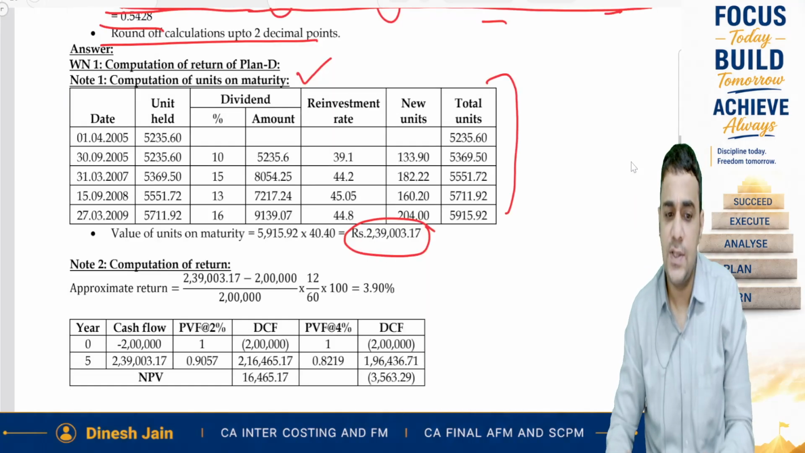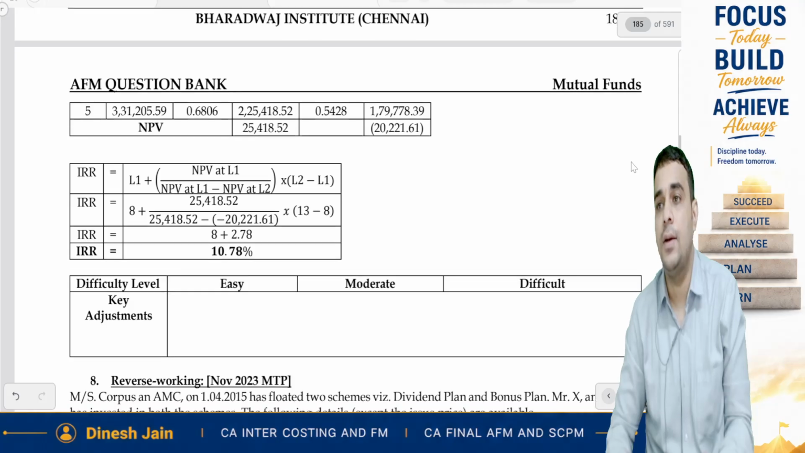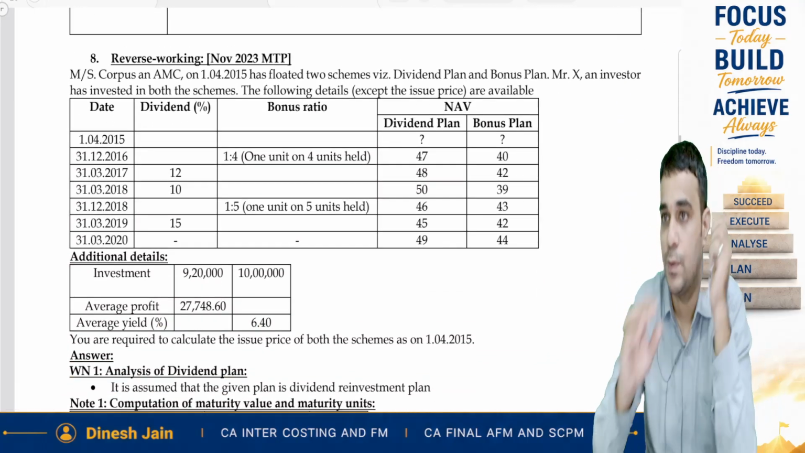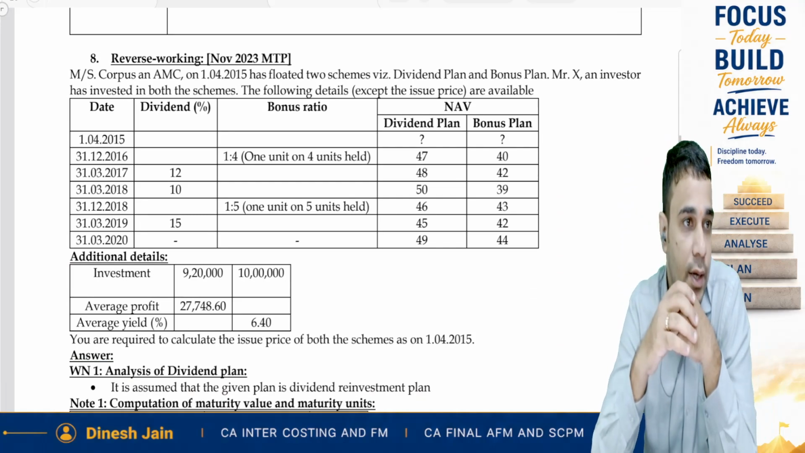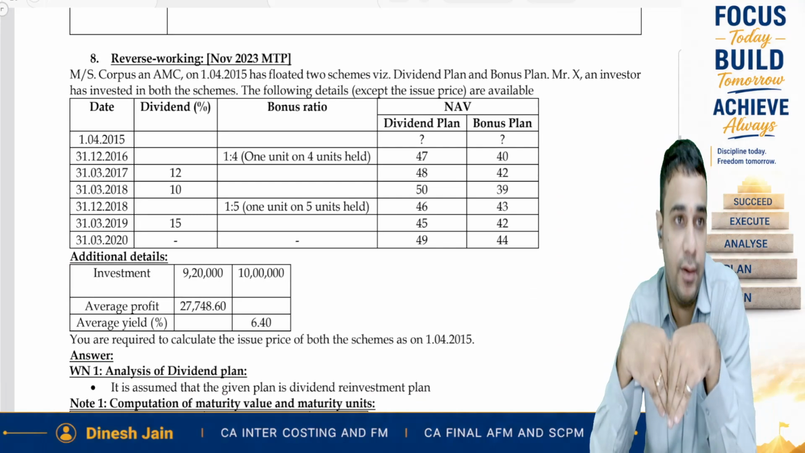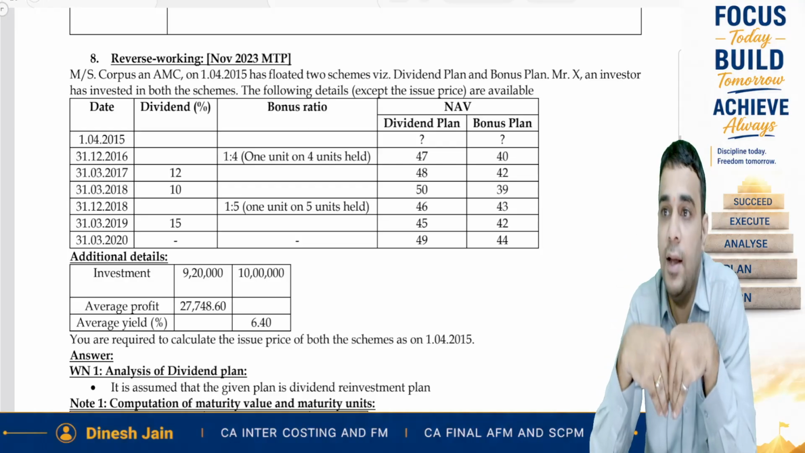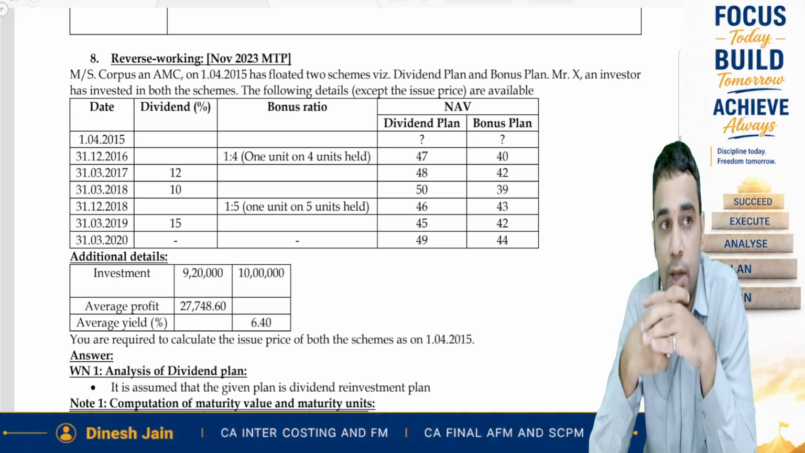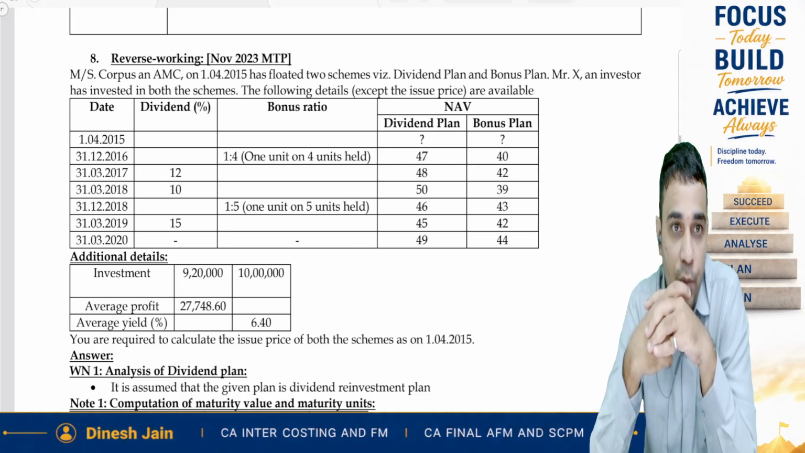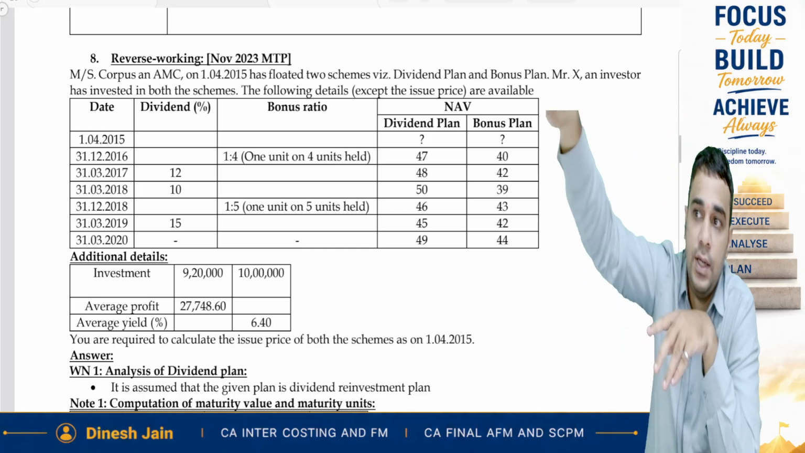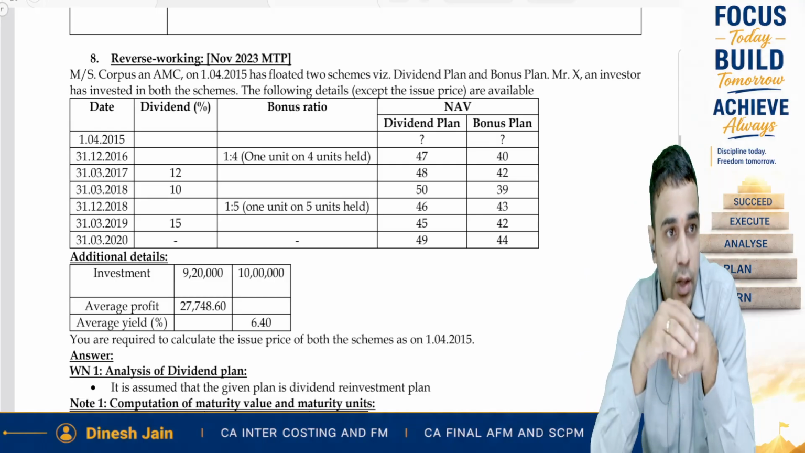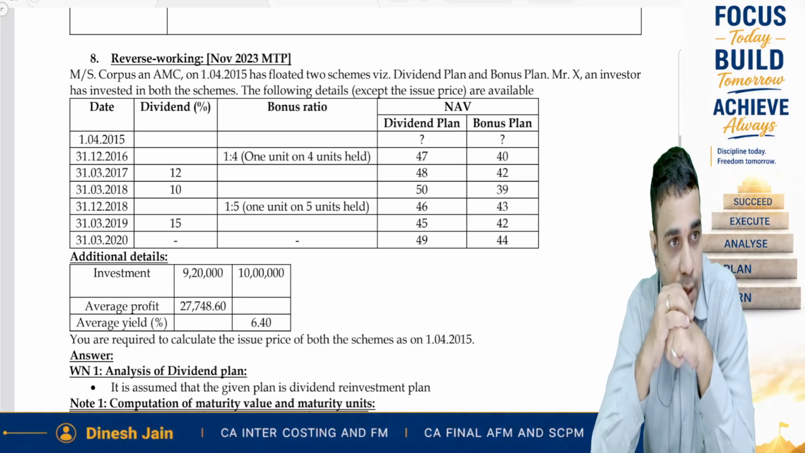Okay. These four plans which we learned came in November 23 MTP as a reverse working question. What is a reverse working question? I give you the final return, and from the final return, you go back to the investment amount. You are generally used to seeing in this order. Now you have to see in the reverse order. What happens, we'll understand in question 8.